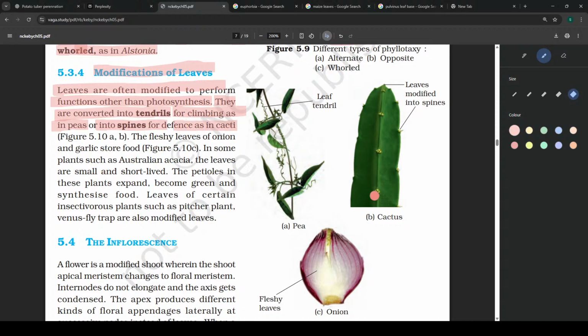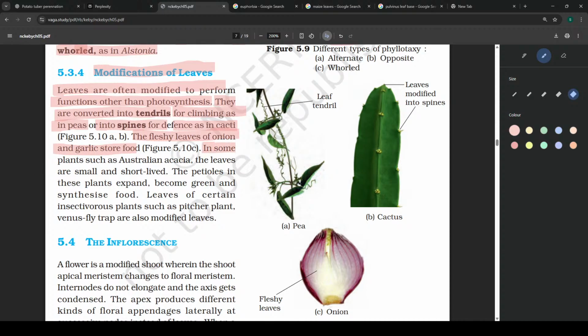In cactus, that is opuntia, I told you that leaves do not perform photosynthesis. They are turned into spines, not actually thorns. They help for protection. The actual organ performing photosynthesis is the stem, which is called a phylloclade. The fleshy leaves of onion and garlic store food.